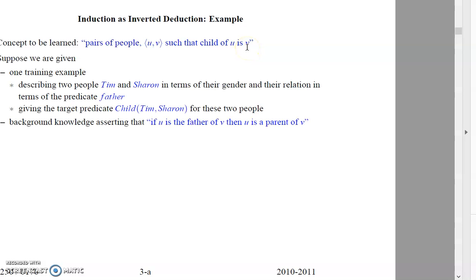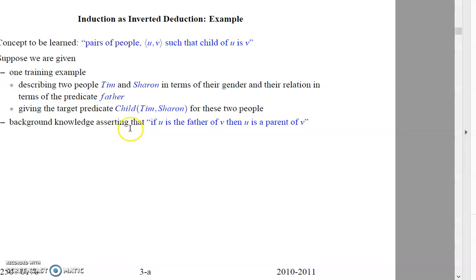This is my target concept. What is given to us is a training example, describing two people, Tim and Sharon, in terms of their gender and their relation, in terms of the predicate father, the relationship is given. Then they will give the gender of Tim and Sharon. So giving the target predicate or target concept child, that is child of Tim is Sharon. For these two people, the given people are Tim and Sharon. If two names are given, I have to find out whether the two people form the predicate child. So this is my target concept.